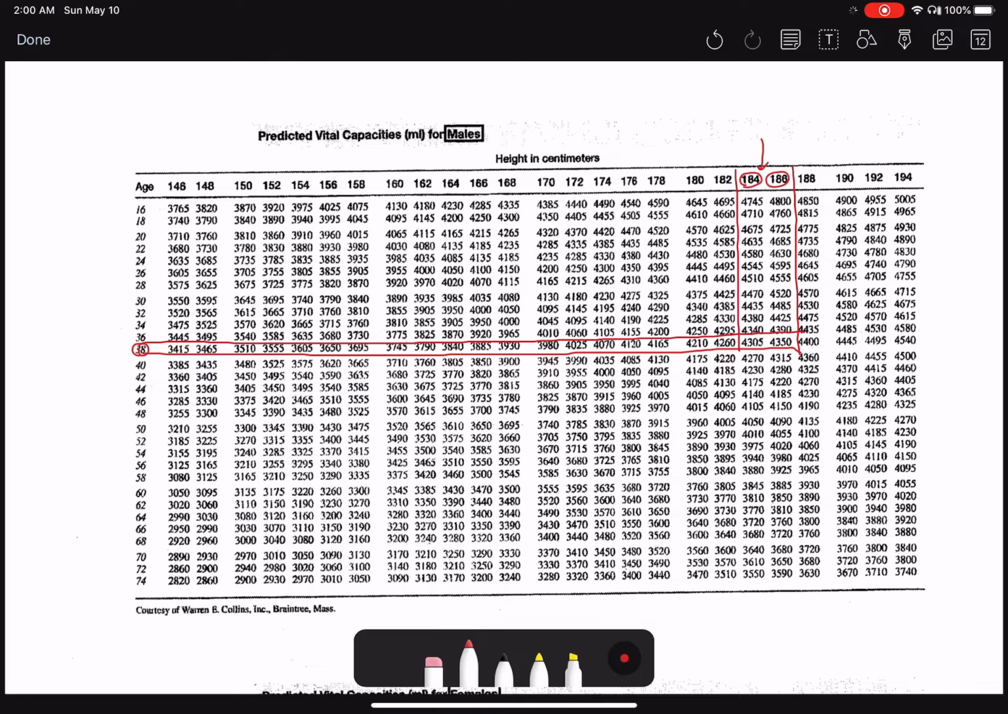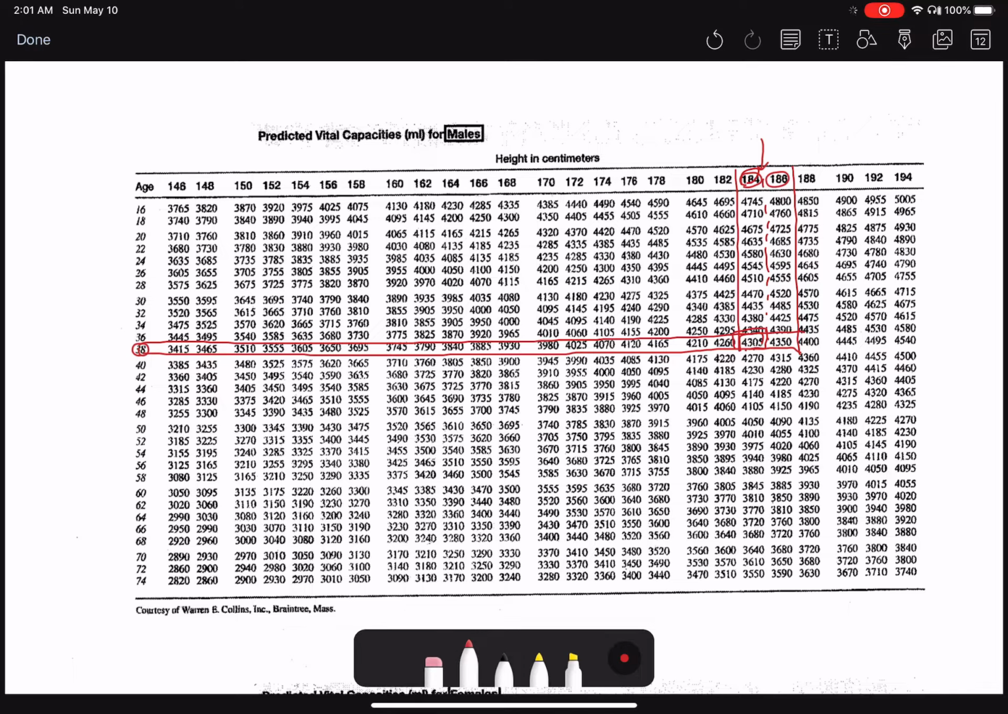So now, instead of having just one number here that would be associated with my height and my age, if I had selected just one column for my height, like let's say I was 184 instead of 185, well, I would just select this column right here. And so the number on the chart that would intersect with both this column and my age would be this number, 4305. But it gets a little more complex if your height is an odd number and it falls between the two columns. So instead, we have two numbers.